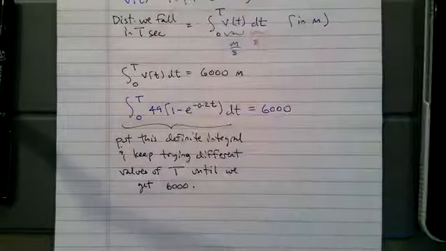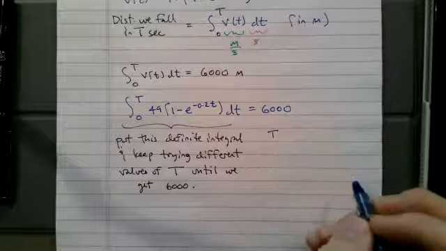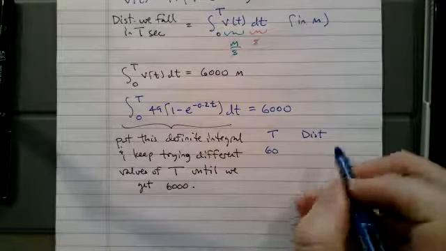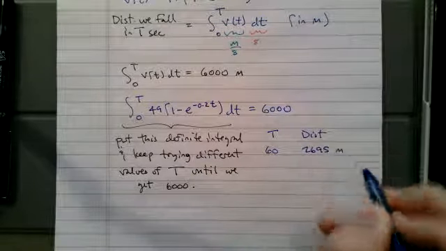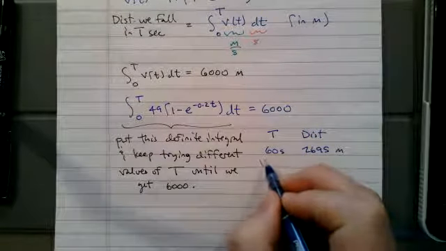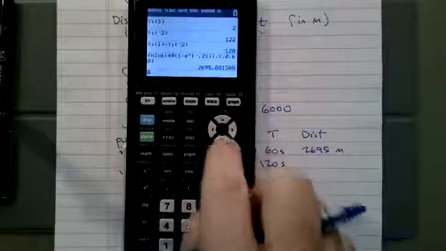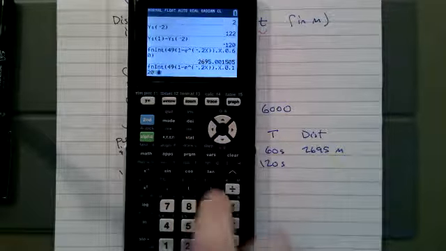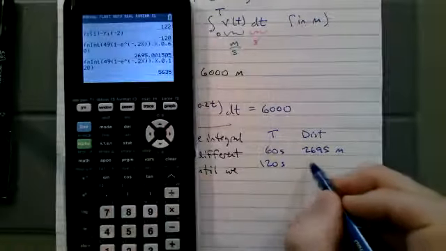2,695 meters. So I'm just going to keep track. So different values of t, and then our distance. At 60 seconds, we've fallen 2,695 meters. So what if we do 2 minutes, 120 seconds? So I'm just going to do the same integral, but change the 60 to a 120. 5635.